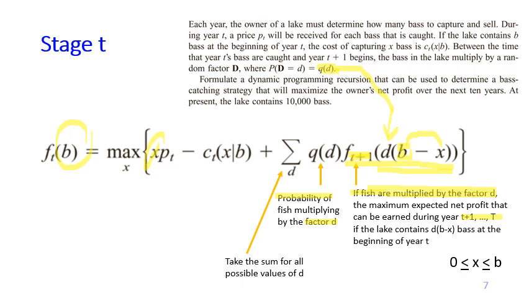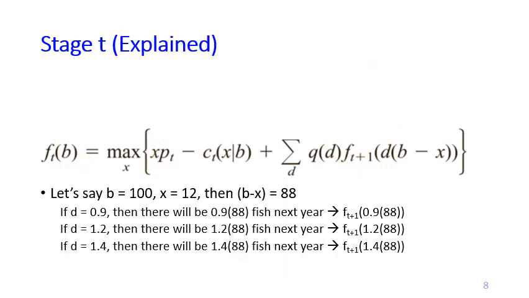And then you need to take the sum for all possible values of d. Because d, the small d, can be several values that are possible to happen. And then you have several values of d that can happen. So you just need to take the sum of them.